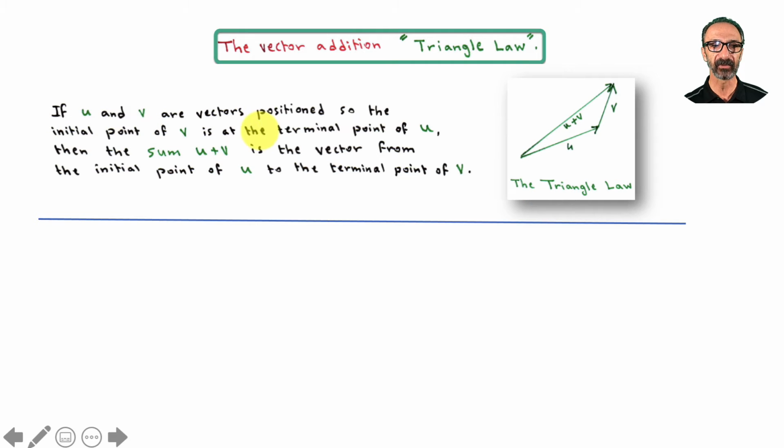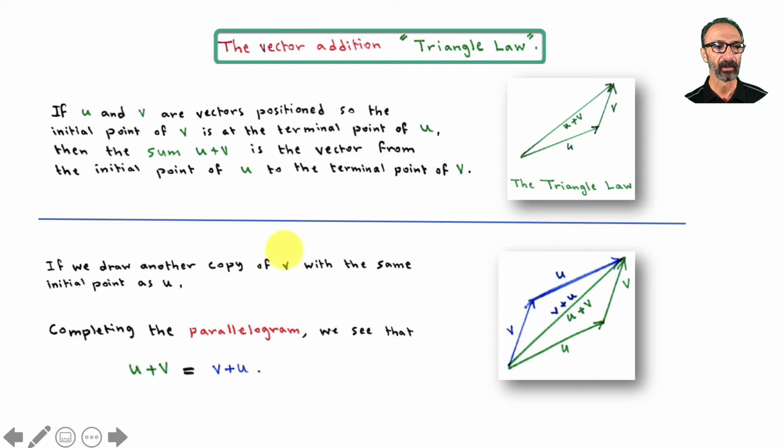If U and V are vectors positioned so that the initial point of V is the terminal point of U, which is common sense. You end up here, so this is your start point for the coming vector after, which is V. Then the sum U plus V, as you add them, will be the net right here. It is the vector from the initial point of U all the way to the terminal point of V all the way up here. Next.